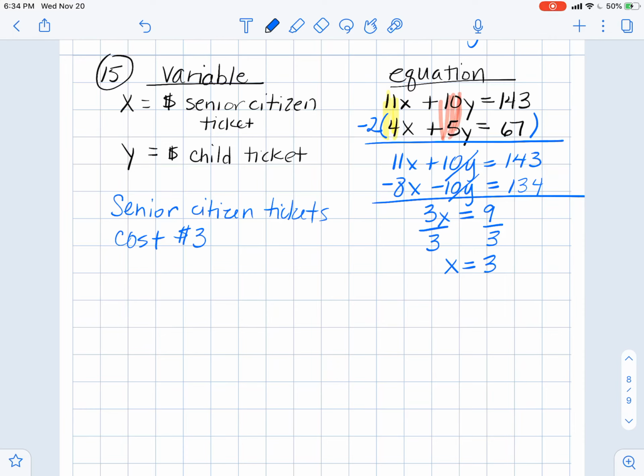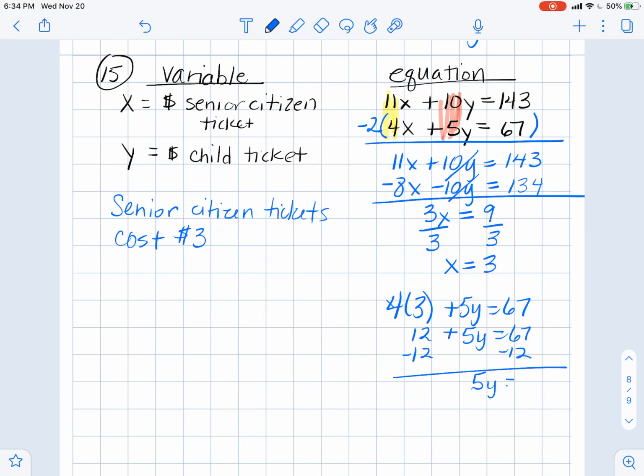Okay, now I need to find the child tickets, so I'm going to go back up to my original equation. Again, it doesn't matter. I'm going to go with the bottom one this time because it is a little bit smaller numbers. So 4 times 3 plus 5y equals 67. 3 times 4 is 12 plus 5y equals 67. Minus 12 from both sides. So 5y equals, looks like 55. Okay, divide both sides by 5. And I'm going to get 11.